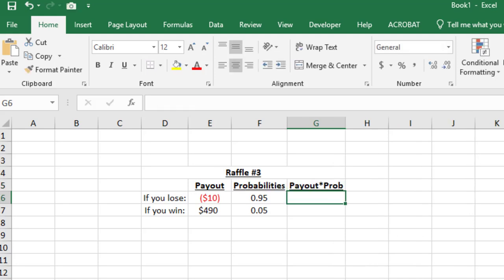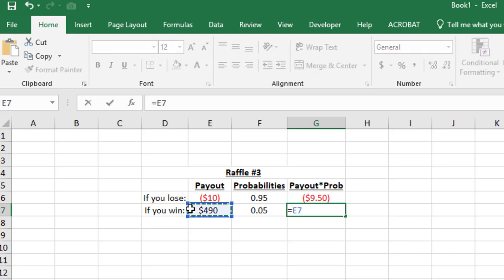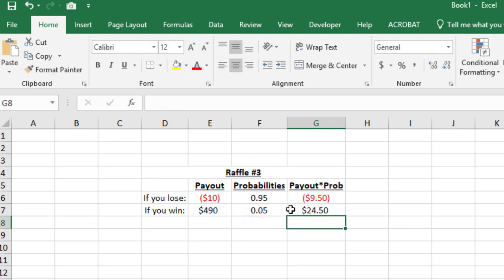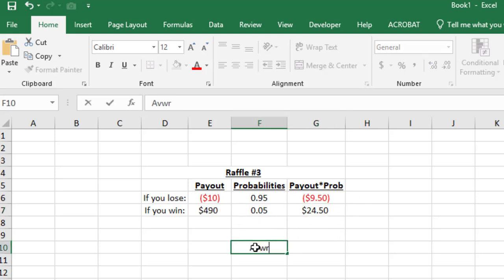So we're going to do equals. I'm going to click on the loss of $10 times its probability. And that gives a weighted loss of $9.50. The weighted win is the 490 times the 5%, which we combine with the weighted loss. The real boon of doing it this way is getting the average payout per ticket.